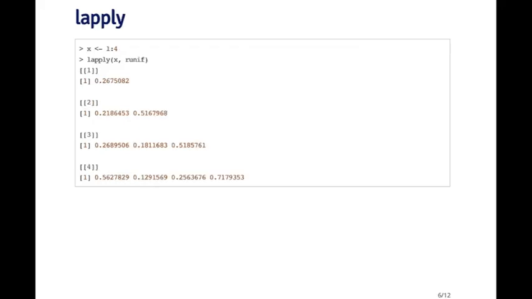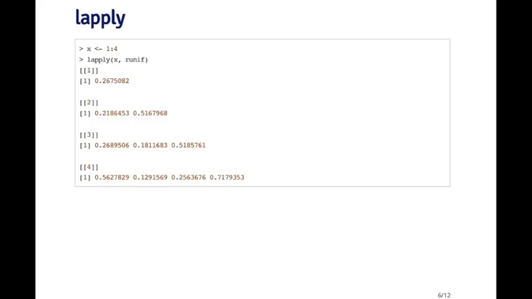So here's another way to call lapply. Here I'm creating a sequence x from 1 to 4, and I'm calling runif, which generates uniform random variables using a random number generator. The first argument to runif is the number of uniform random variables that you want to generate. So if I say runif(1), it's going to generate a single random variable. If I say runif(2), it's going to generate a vector of 2 random variables. So here I'm applying the runif function to the sequence 1, 2, 3, 4.